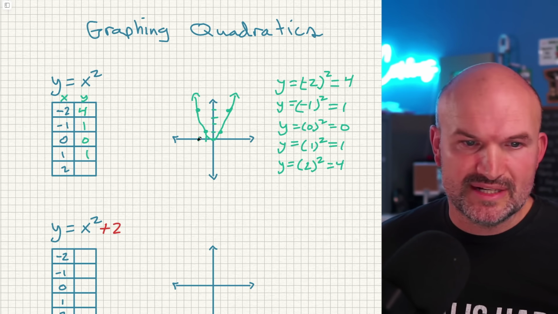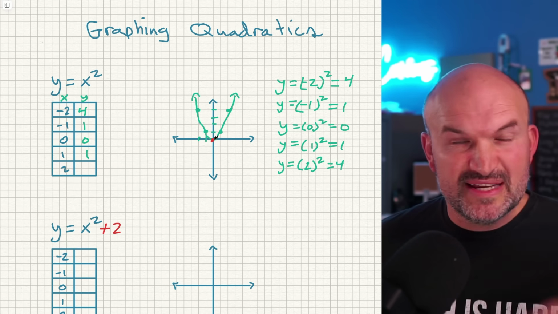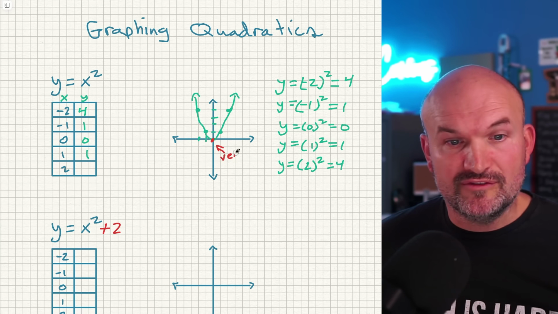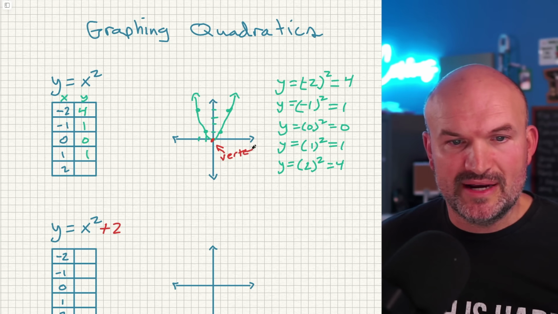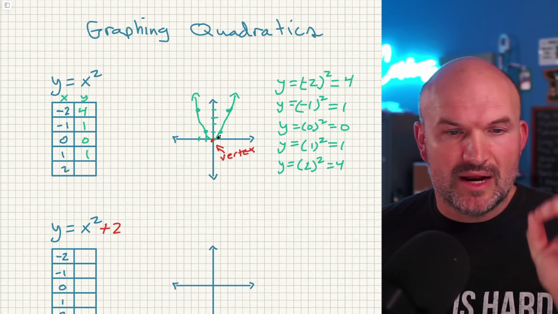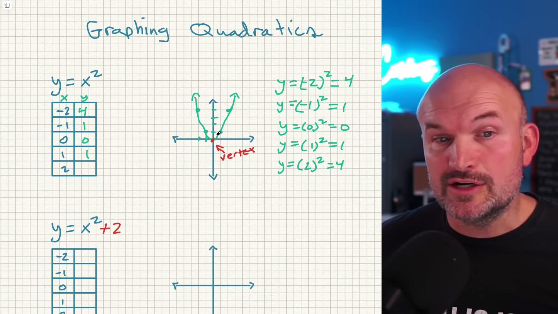Now there's a couple important points though I do want to highlight for this. This minimum point, this lowest point we have here, that is what we call the vertex, all right? And there's a couple different ways we can represent the vertex, but it's important just for this parent graph that you understand that it's at the point 0, 0.